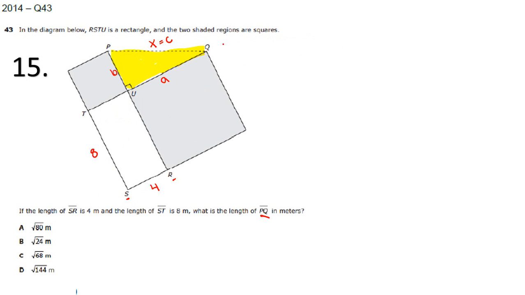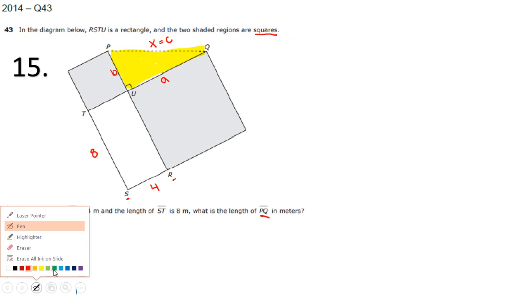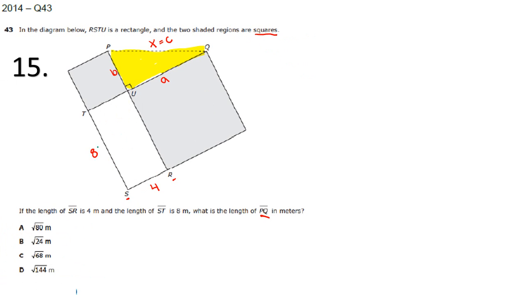Now, it does say that these two shaded regions are squares. So if it's a square, that makes everything the same side. So if this is 8, this is also 8, and this is also 8. And if those are 8, that makes my A also 8, because it's a square. Square means you have the same side on all the sides. And the same thing happens with my 4. That would make this 4, this 4, and this 4, which would make my B also 4.